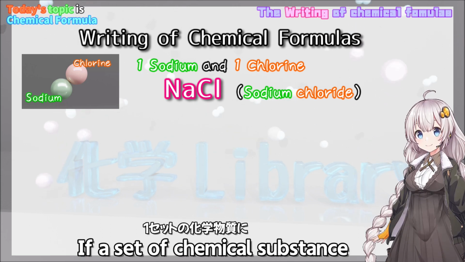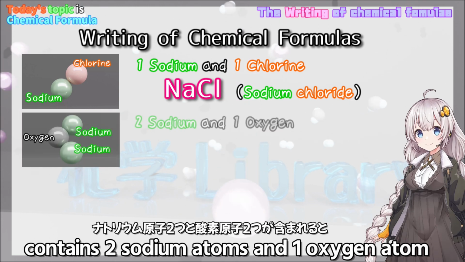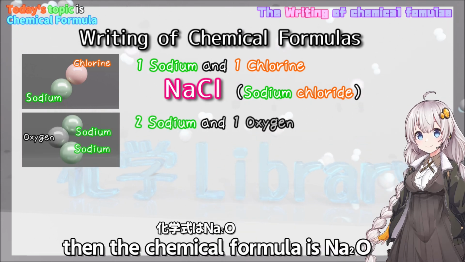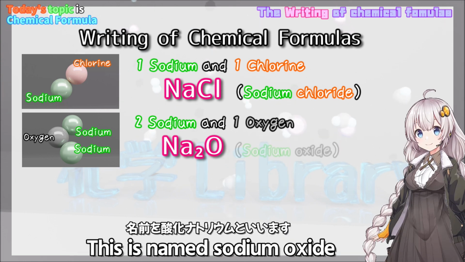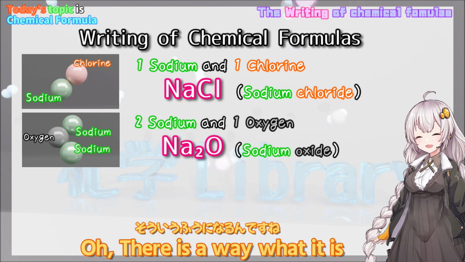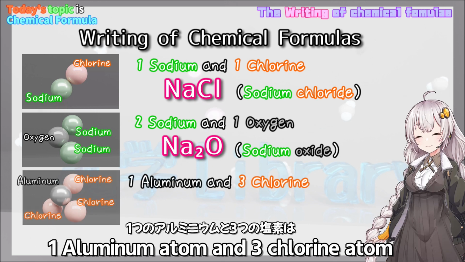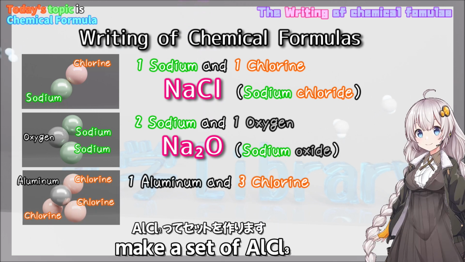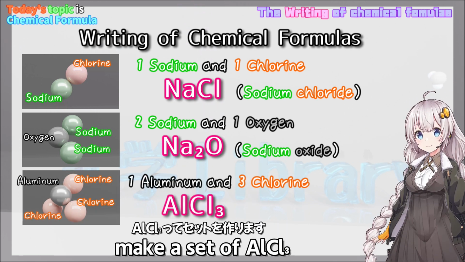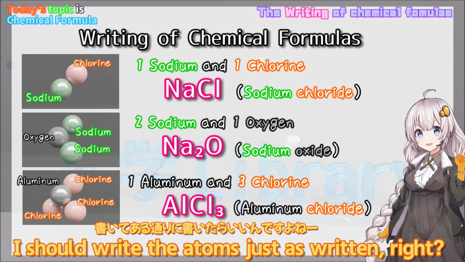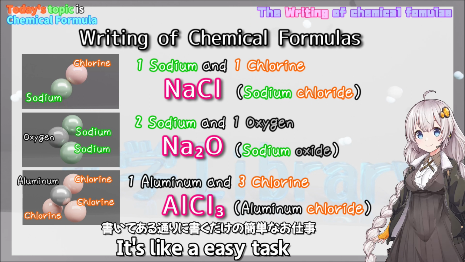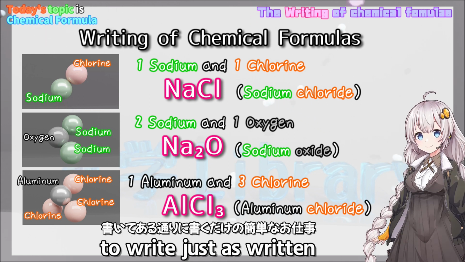If a set of chemical substance contains 2 sodium atoms and 1 oxygen atom, then the chemical formula is Na2O. This is named sodium oxide. Oh, I see how it works. 1 aluminum atom and 3 chlorine atoms make a set of AlCl3. This is aluminum chloride. I should write the atoms just as written, right? That's it. It's an easy task to write just as written.